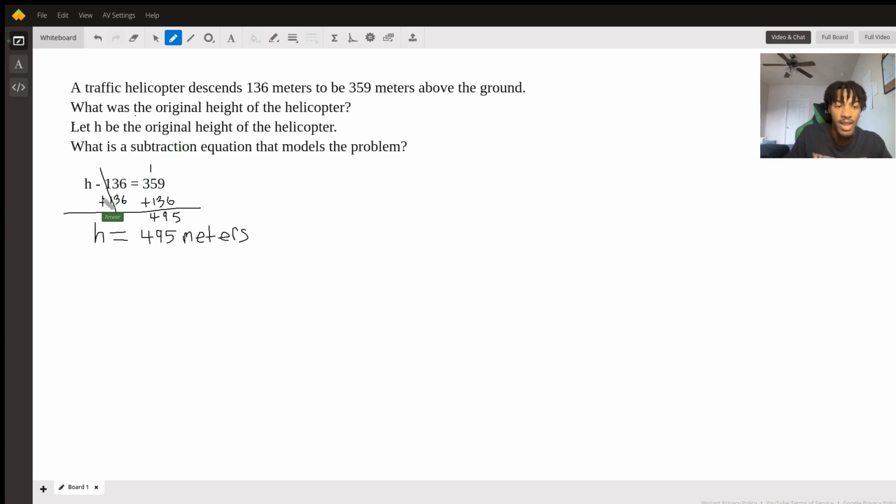We solved by adding 136 to both sides of our equation because we needed to cancel out this constant that was attached to our variable h. In order to cancel out a constant, it needs to equal 0. And in order to cancel a constant, you have to do the opposite of its original operation. We know the opposite of subtraction is addition. So we added 136 to make this 0. We're left with h by itself on the left side. 359 plus 136 is 495 meters. So the original height of the helicopter was 495 meters.